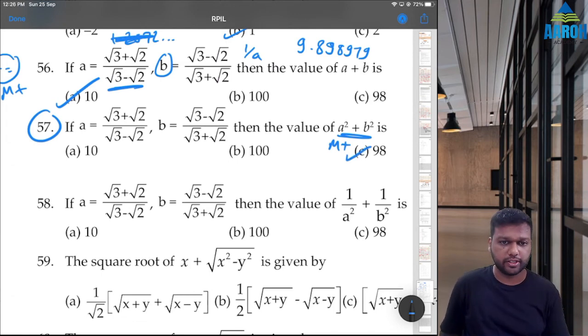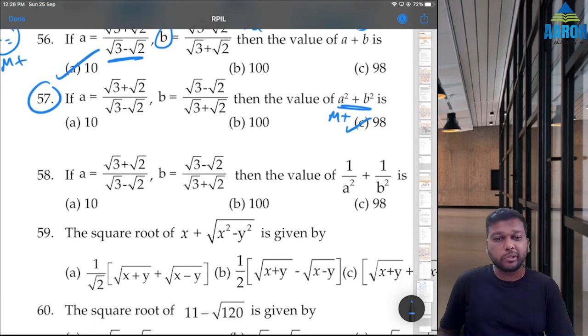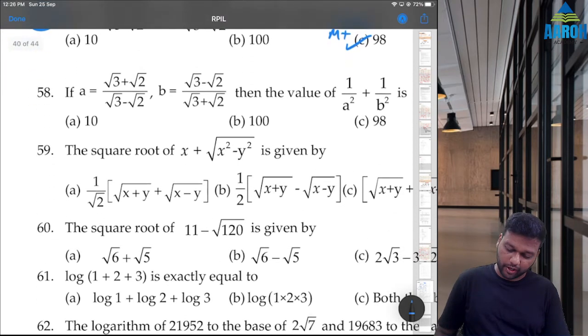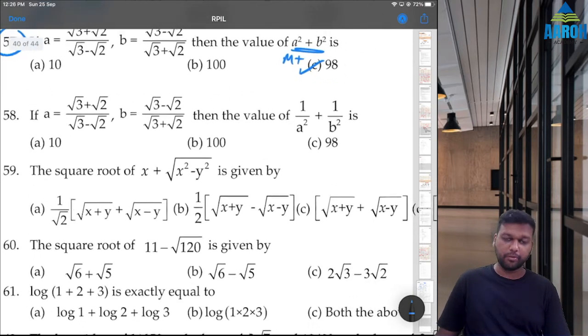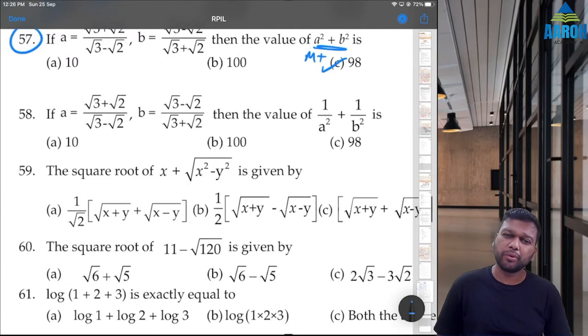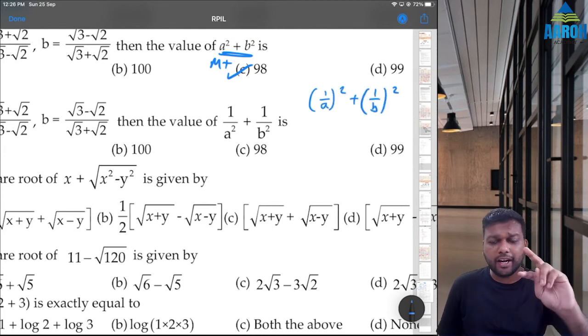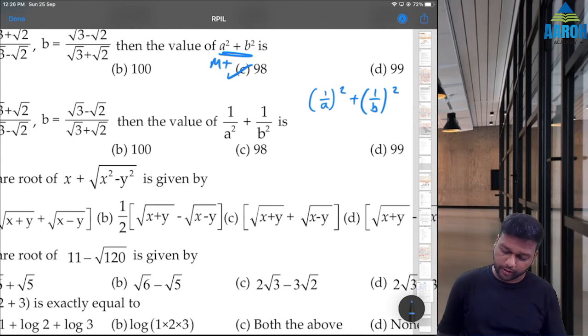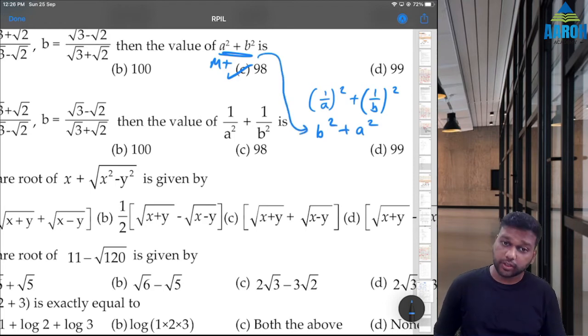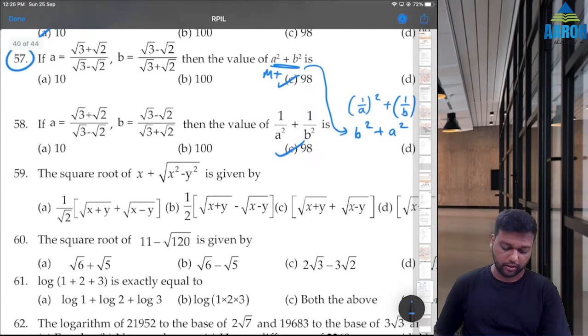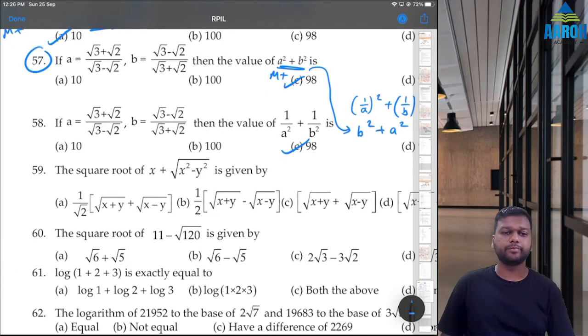Okay, option C. 58 is also the same, so let's solve that also. They want us to find 1 by A square plus 1 by B square. Now if you observe carefully, we don't need to solve this, because A and B are reciprocals of each other, right? That means 1 by A is B and 1 by B is A. So this is nothing but the previous question only. So this answer is going to be also 98 for question number 58. Okay, fine.